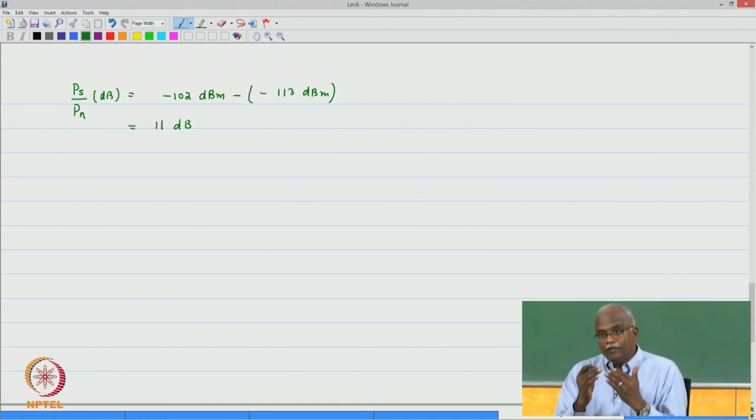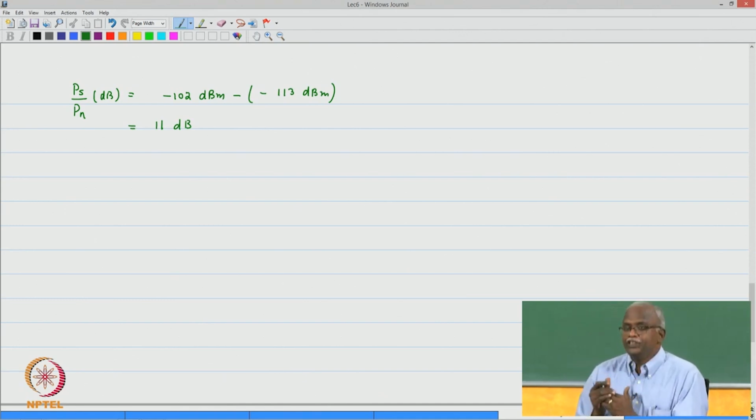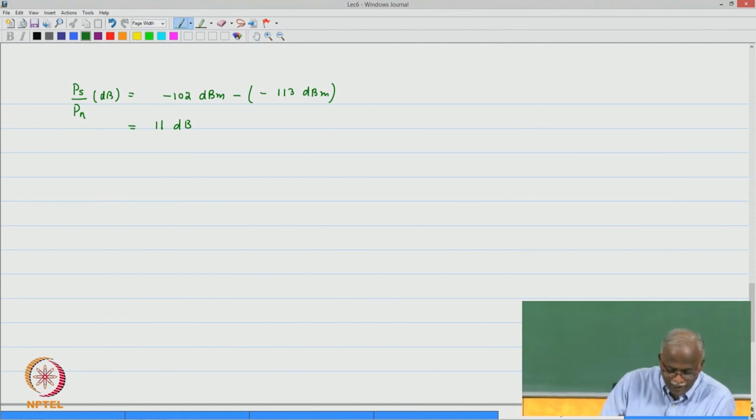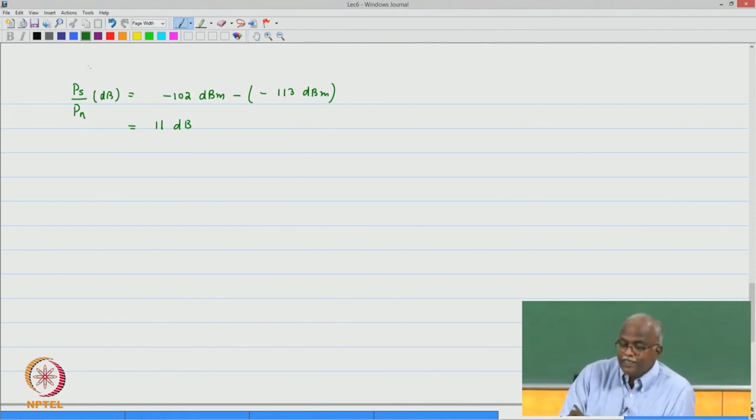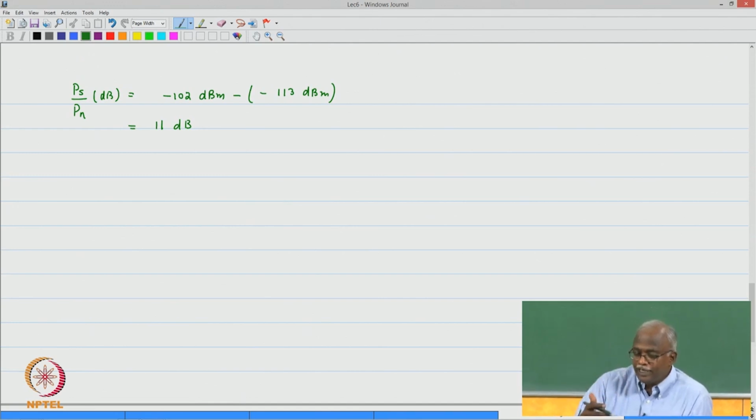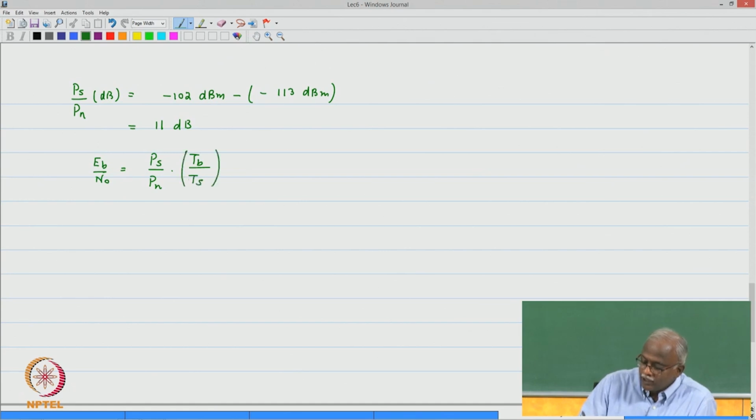Okay. Now, a very interesting observation and an extension to what we can learn from this particular example is to translate PS by Pn, the signal to noise ratio, into the parameter that we are very familiar with in digital communications, which is Eb by N naught. As we have discussed in the last lecture, Eb by N naught in terms of PS by Pn is equal to PS by Pn into Tb by Ts, or the ratio of the bit duration to the symbol duration.